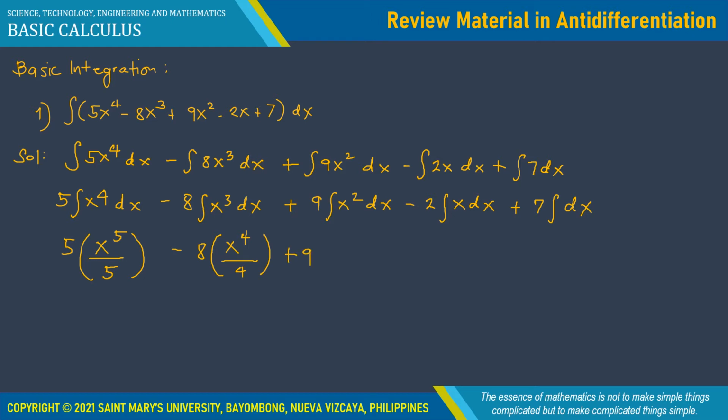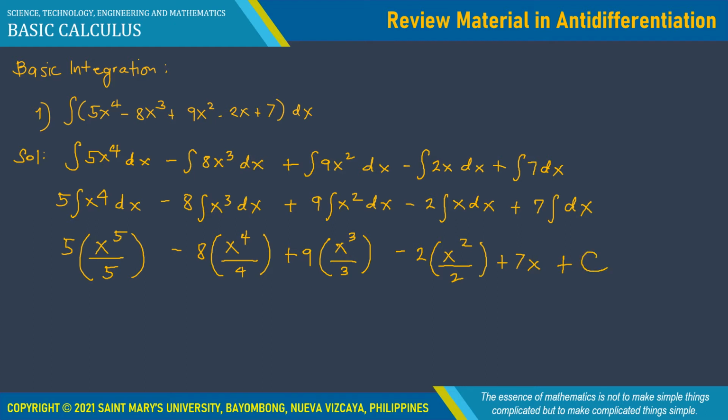plus 9 times the integral of x squared, which is 2 plus 1, so 3 over 3 minus 2. Then yung x, exponent niya ay 1, so 1 plus 1, 2 over 2 plus 7. Alam naman natin, ang integral ng dx ay x. So kapag natanggal na lahat yung integral sign, so syempre we have to put plus c.